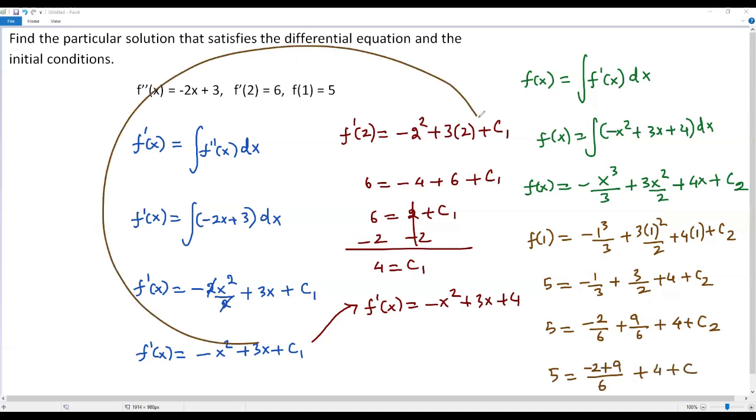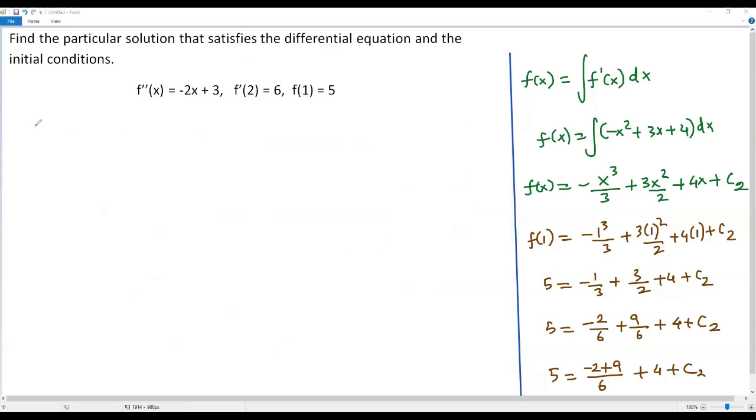Okay, now let me erase this stuff and continue the problem. Okay, let me continue over here. 5 equals, when I combine negative 2, positive 9, I'm getting 7 over 6, positive 4, positive C2. 5 equals, now to add the fraction and an integer, what I have to do is multiply the integer over here by the denominator of the fraction. So once I'm done with this multiplication, I can take this 6 as a common denominator. 7 positive, 4 times 6 is 24 over 6, positive C2. Then I'm getting 5 equals, when I add 24 and 7, I'm getting 31 over 6, positive C2.